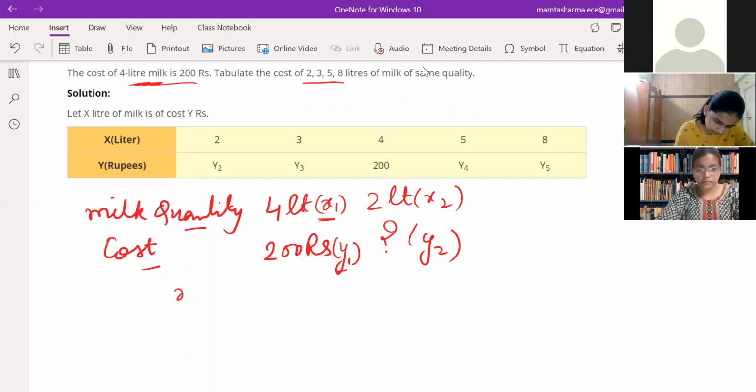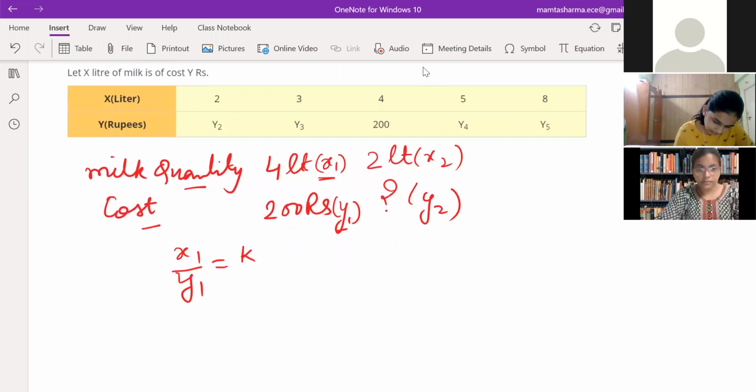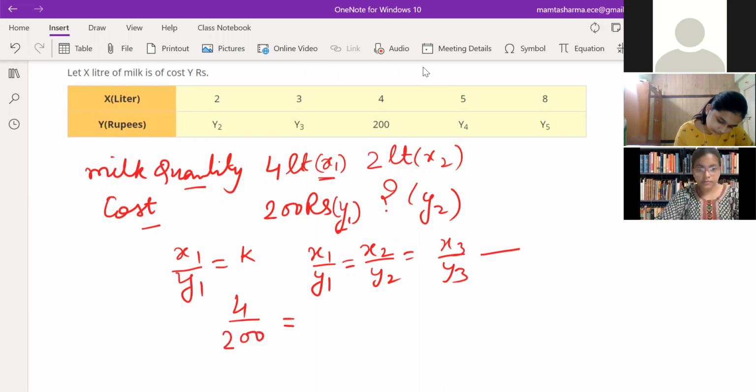I have told you that in direct proportion, the ratio x1 by y1 will remain constant. So we can equate the x1 by y1 ratio with the x2 by y2 ratio, x3 by y3. The ratio will remain constant. That is the definition of direct proportion itself. Now take the ratio: 4 by 200 should be equal to 2 by y2. You have to find out y2.